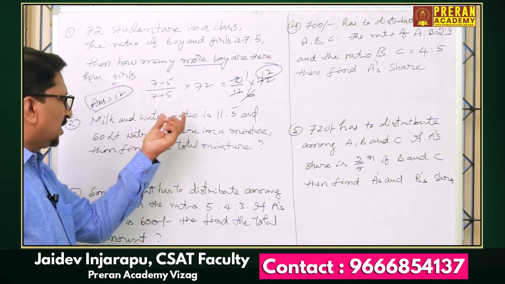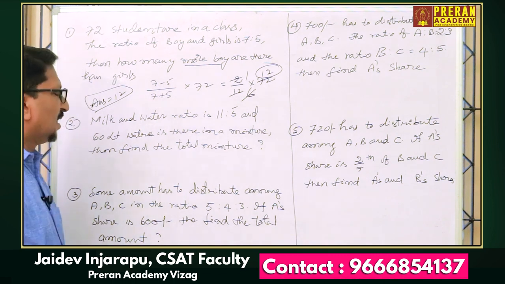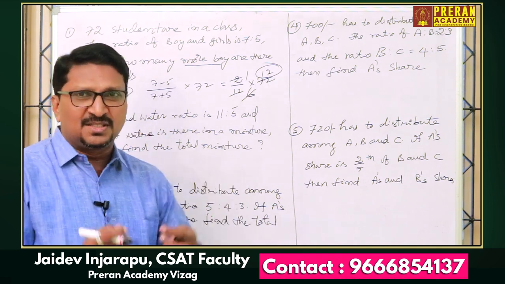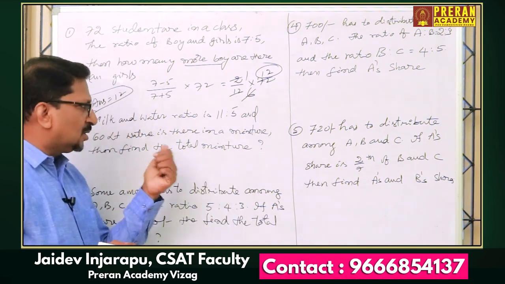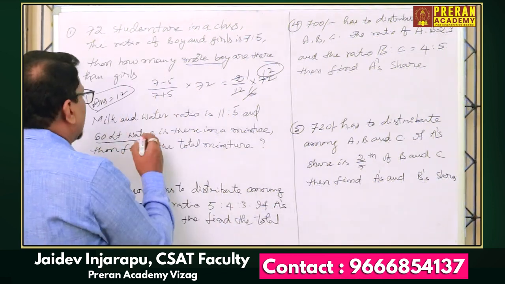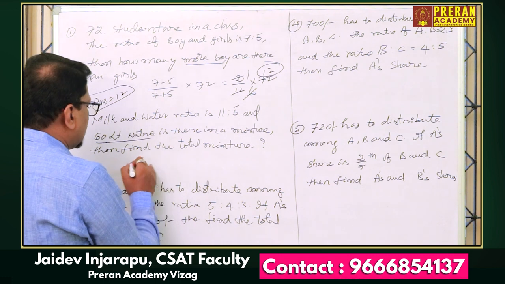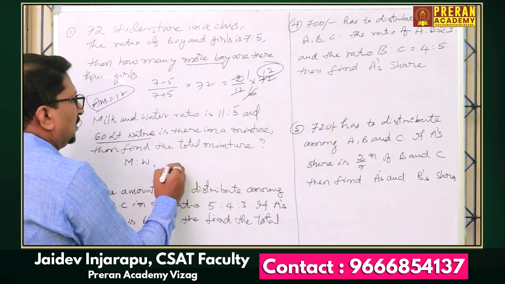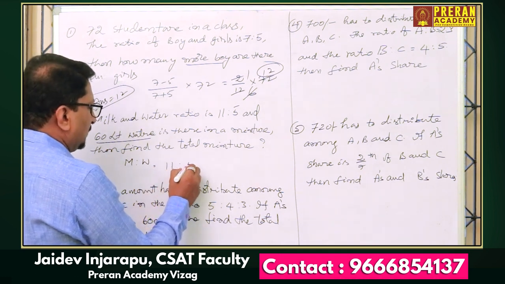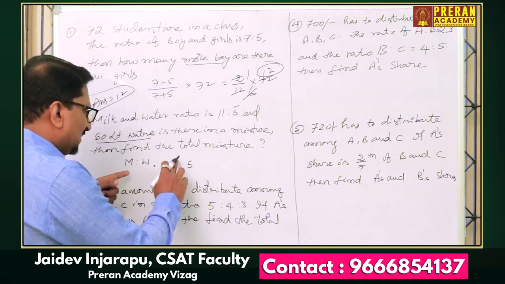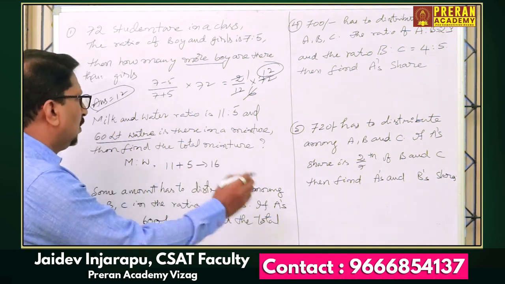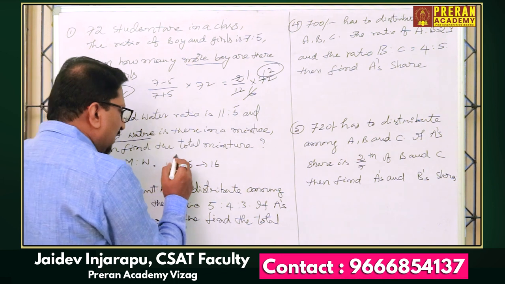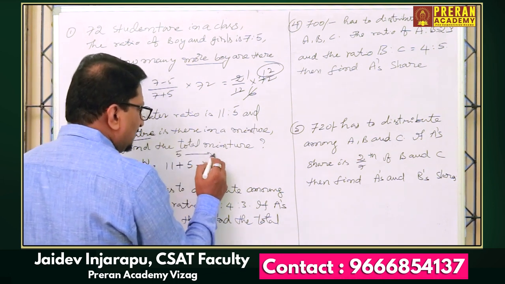Milk and water ratio is 11:5 and 60 liters of water is there in the mixture. We don't know how much mixture is there. Now we have to find the total mixture quantity. So the given is milk is to water, which is 11:5. So totally 16 parts is there. Now in this, 5 parts water is given as 60 liters.